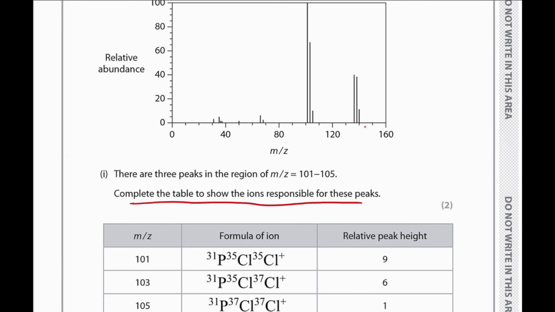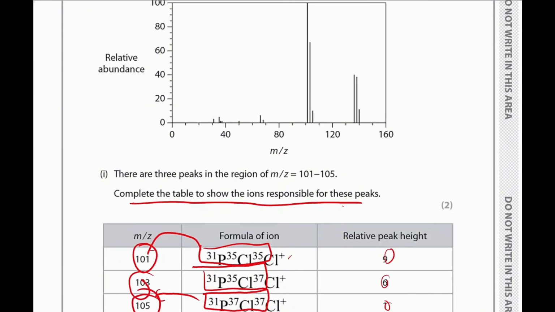Now you can clearly see that for the formula of the ion at 101, it's going to be phosphorus, chlorine, chlorine. There are three formulas, and the relative peak height would be 9:6:1. How will you understand this? Check this out: if you add the relative atomic masses of this combination, you get 101. So by checking carefully and understanding the combinations, we can write the formula of the ion according to the mass to charge ratio provided.